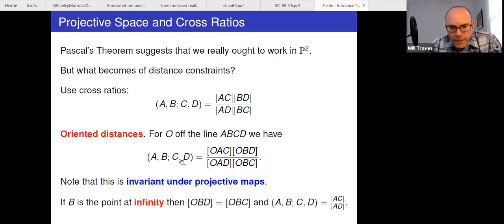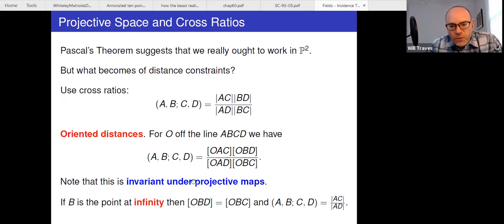And then this cross ratio is also equal to this ratio of determinants. I'm going to write my determinants as these brackets. The first one, OAC, for instance, refers to the 3 by 3 determinant that you get by taking the matrix of homogeneous coordinates of O, A, and C. The homogeneous coordinates of O are the first column, of A the second column, and of C the third column.